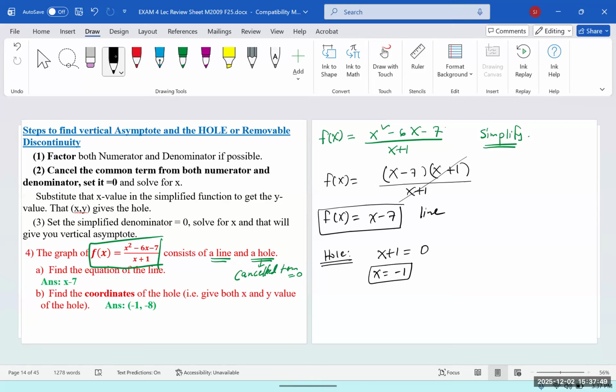But a hole is a point. So it has both x and y value. We only found the x value -1. So to get the y value, we substitute into the modified equation. Y is x minus 7. So we get -1 minus 7. That gives us -8. So our hole is happening at x equals -1, y equals -8.